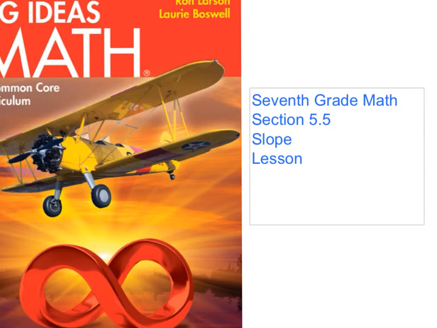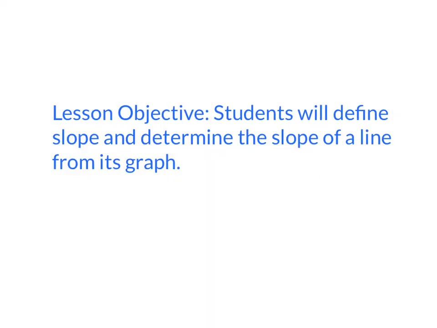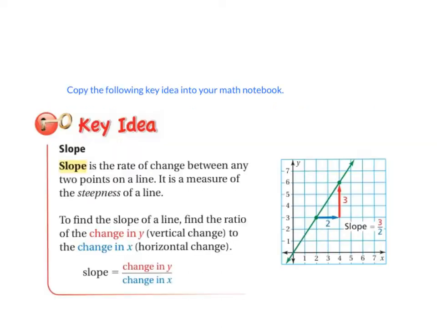Pause while you write the lesson number and title in your math notebook. Pause again while you write today's lesson objective in your math notebook. Today's objective is you will define slope and determine the slope of a line from its graph. Pause while you write down the key idea. Copy all of this information into your math notebook.